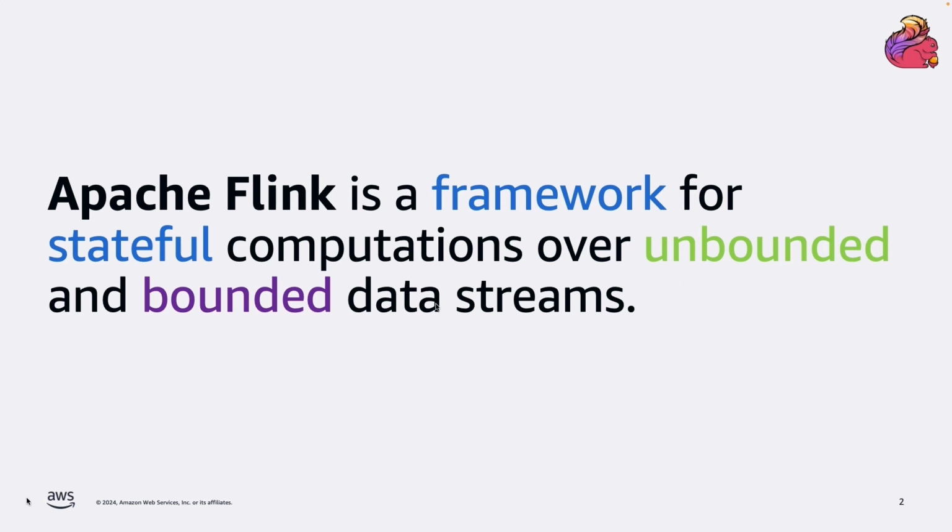Next, we have unbounded and bounded data streams. Unbounded data streams would be ones that have no fixed start and end. They're continuous, in other words. This is in contrast with bounded data streams, which are analogous to batch jobs with a fixed start and end. Apache Flink can do both.